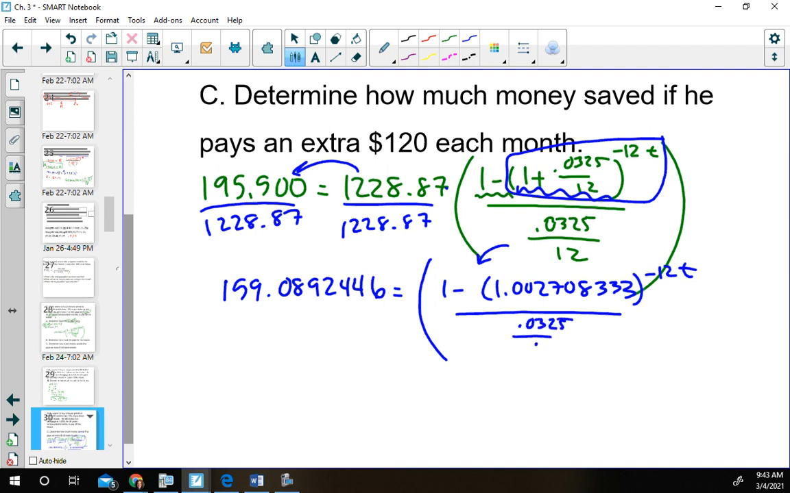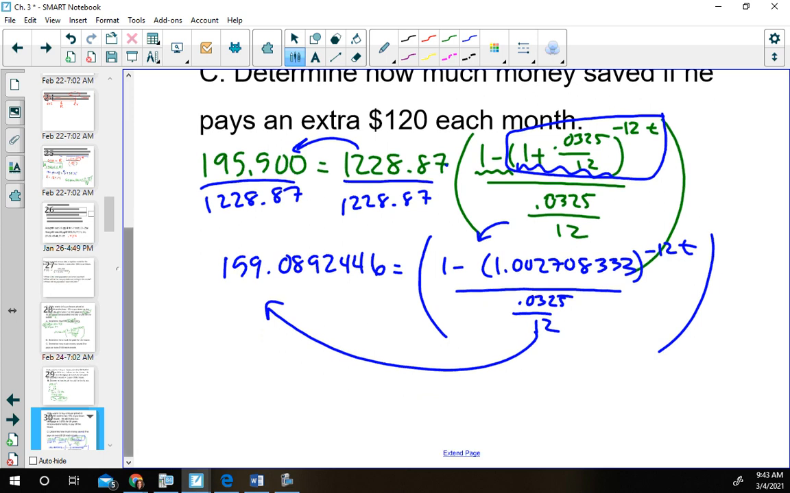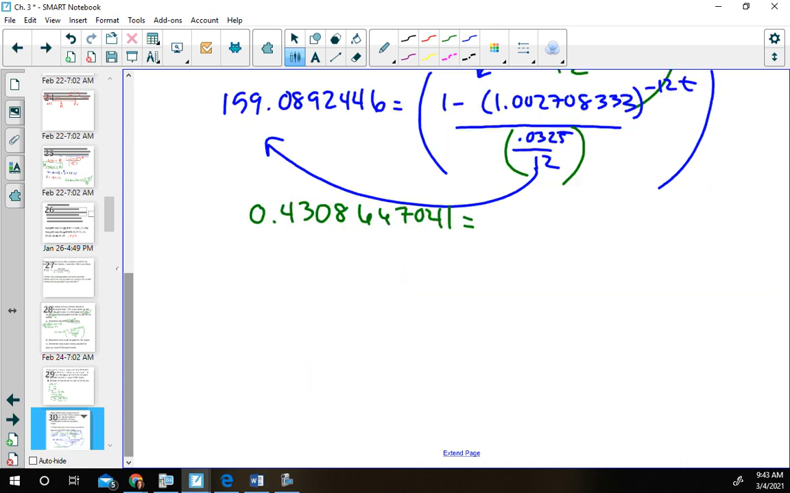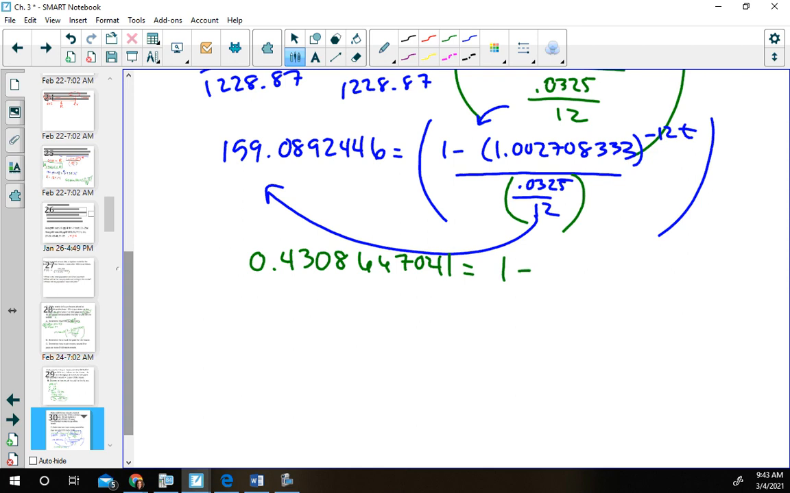0.0325 divided by 12. Okay, so what I can do now is multiply this over to the other side. I'm still going to use parentheses. So when I type this in, I'm going to put 159.0892446 times parentheses 0.0325 divided by 12, and my parentheses say they're together. So I've got 0.430866741 is equal to 1 minus 1.002708333 to the negative 12t. Must subtract them.